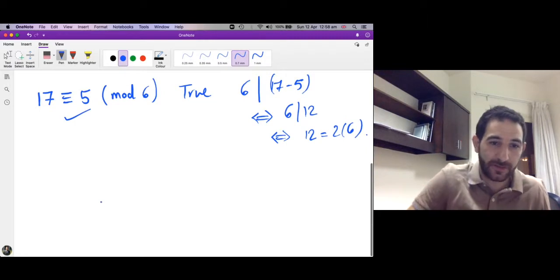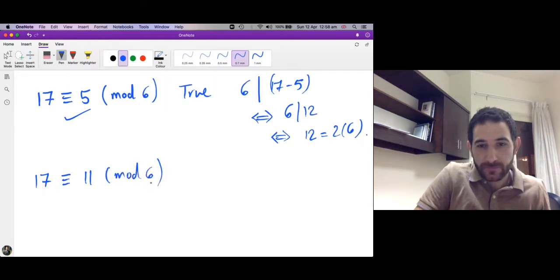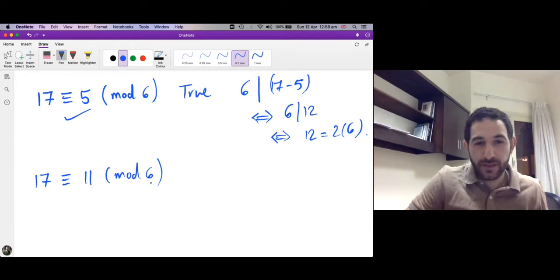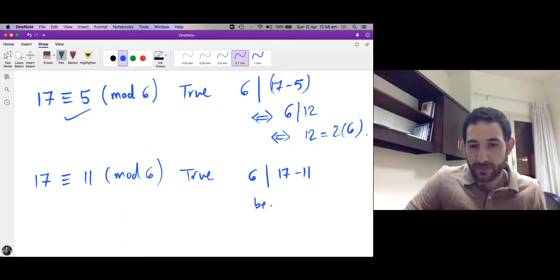Let's take another example. Do you think 17 is congruent to 11 modulo 6? The answer is yes. This is true simply because 6 divides the difference, which is 17 minus 11, which is 6, and 6 divides 6 because 6 is equal to 1 times 6. So this is k from the definition of divisibility.